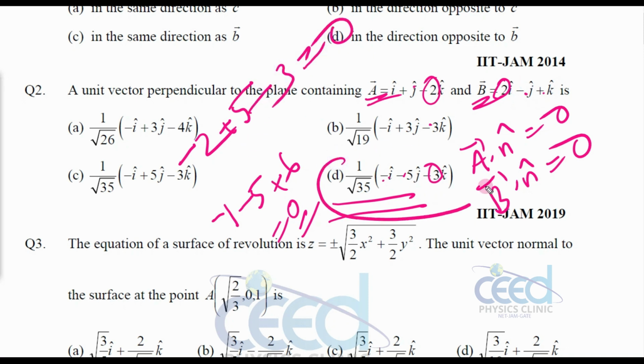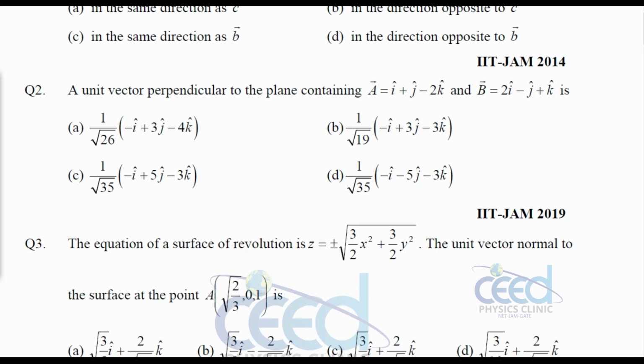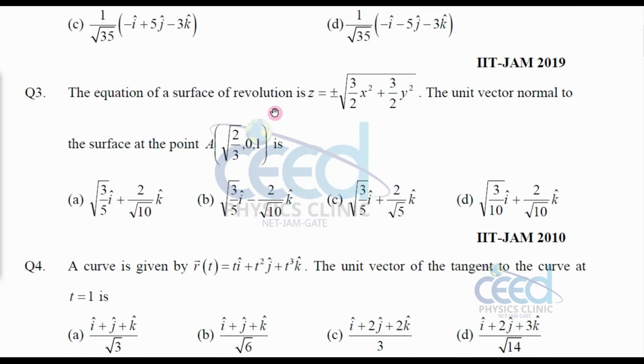So this option D makes the dot product 0 with A and B. That means option D shows a unit vector which is perpendicular to both A and B, right? So D is the option. Alright, now let us go to another question.